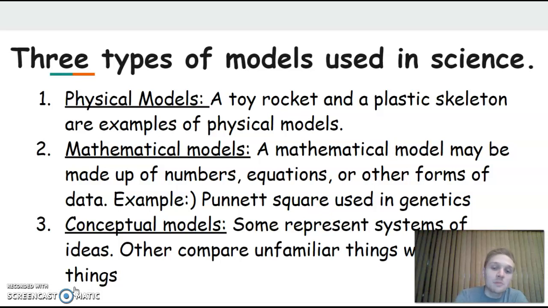And lastly, we have conceptual models. So some conceptual models represent systems of ideas. Others compare unfamiliar things with familiar things. We're not going to do too much with conceptual models, but they are a thing that's out there, and we may cover a few of them this year.